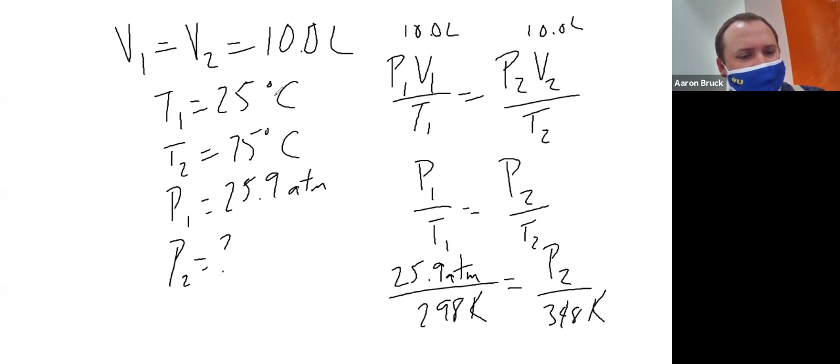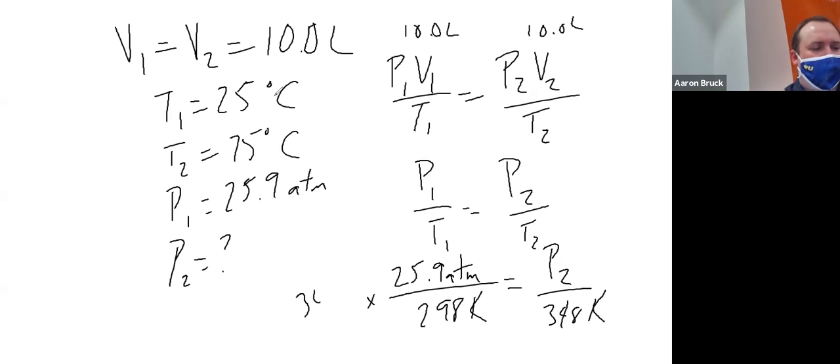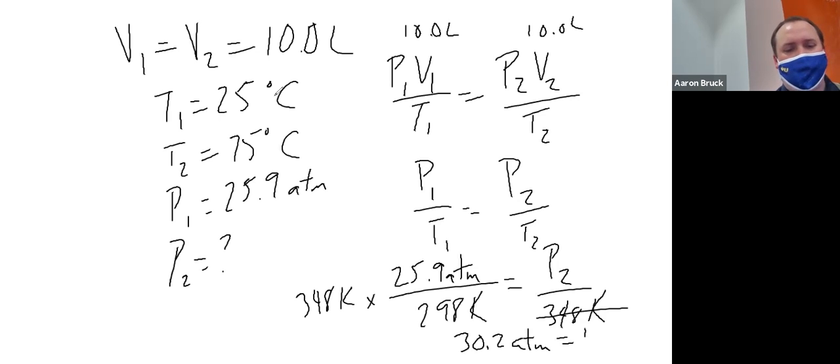75 Celsius is 348 Kelvin. If I do the calculations, multiplying each side by 348 Kelvin, 348 multiplied by 25.9 divided by 298 to three significant figures gives me 30.2 atmospheres.